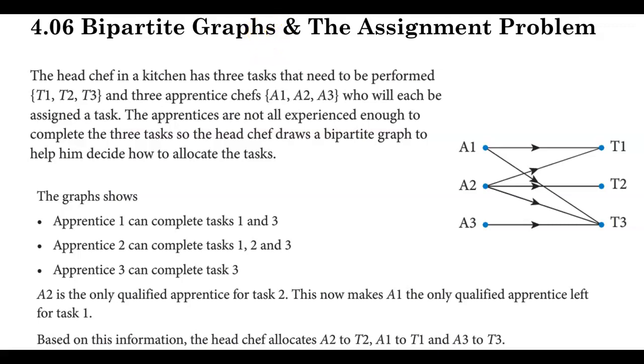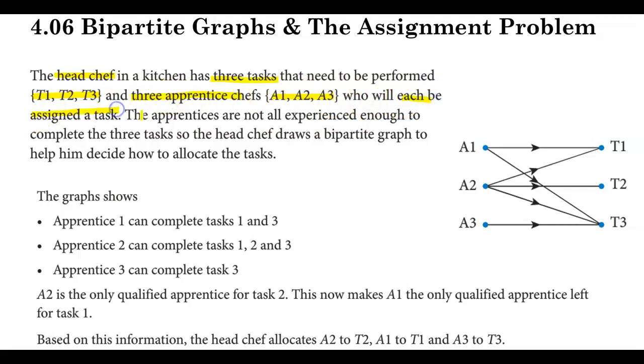Now let's look at today's topic, which is on bipartite graph and assignment problem. So let's look at the scenario here. You have a head chef in a kitchen, and this head chef has 3 tasks to be performed, namely task 1, 2, and 3. And this head chef has 3 apprentice chefs, known as A1, A2, and A3. So basically, they will each be assigned a task.